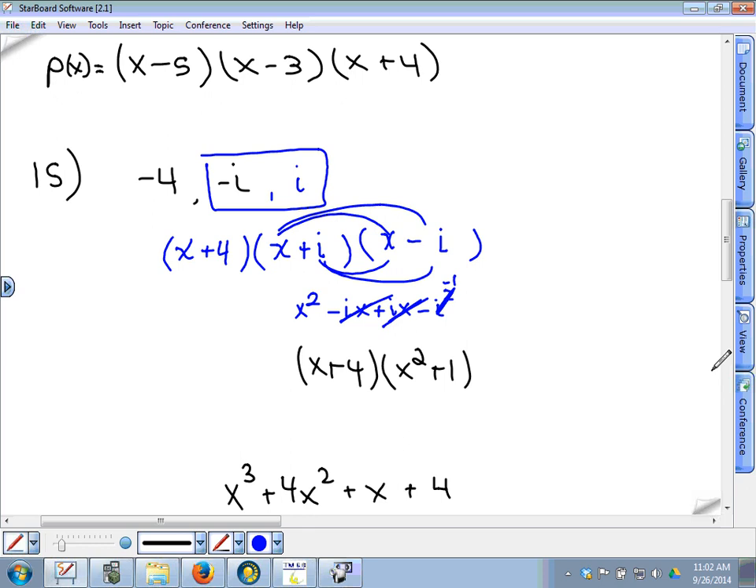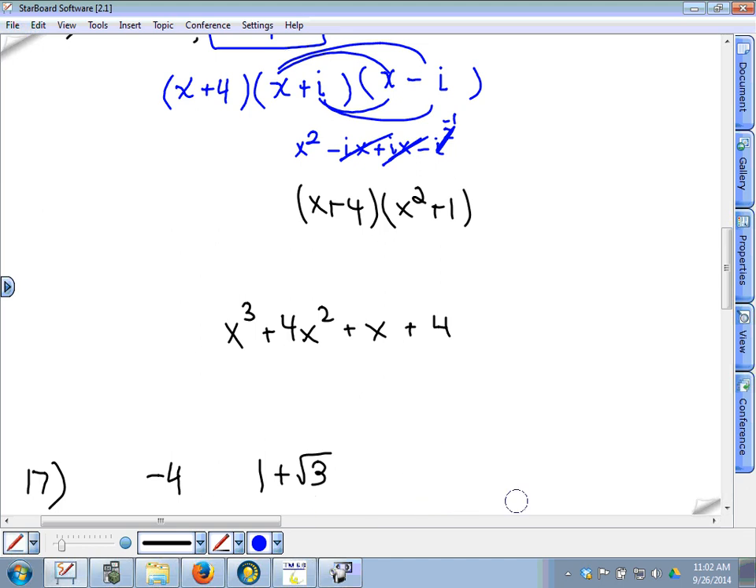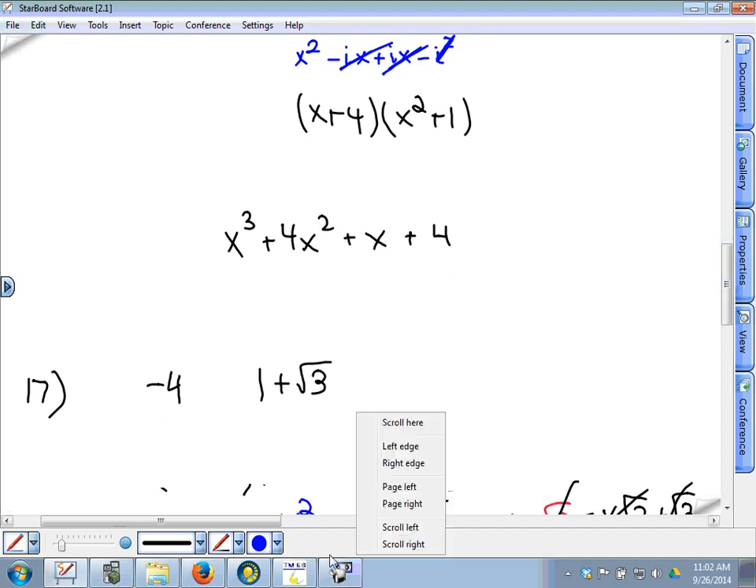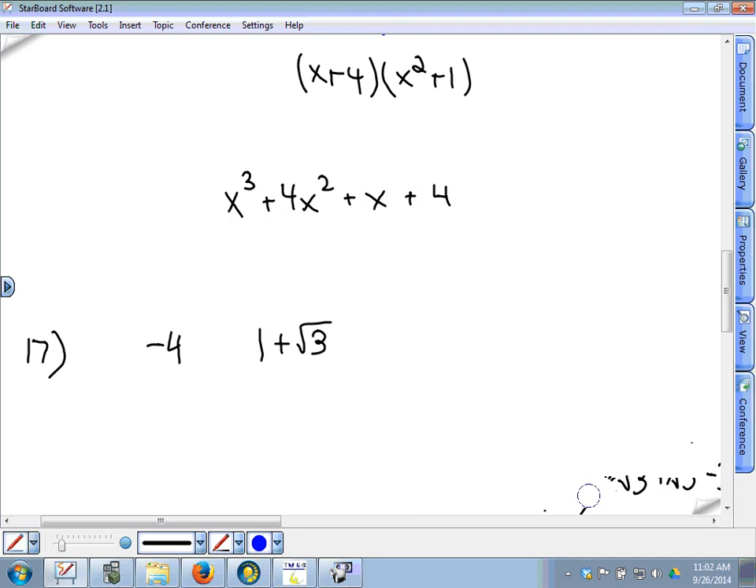Let's try 17. This one's the same type of thing, it just has square roots instead of i's, but you do the exact same thing. This is a rather unusual looking zero. It's an irrational, which means it has to have a pair. You're not just going to have 1 plus the square root of 3. What else are you going to have? 1 minus the square root of 3.